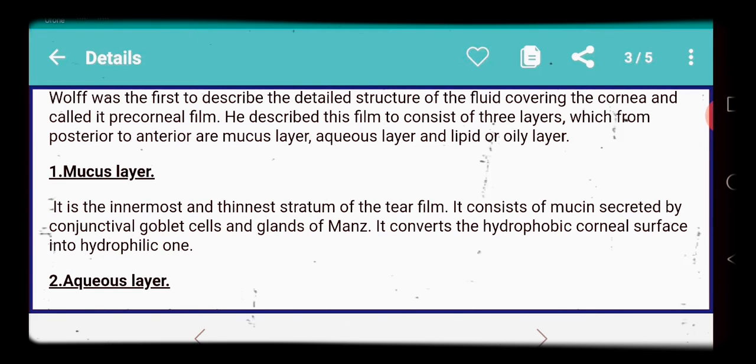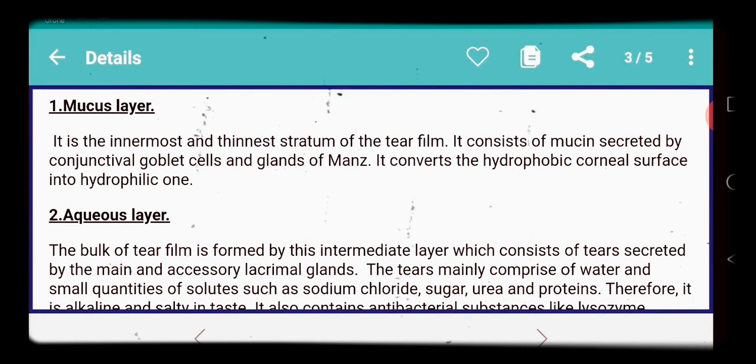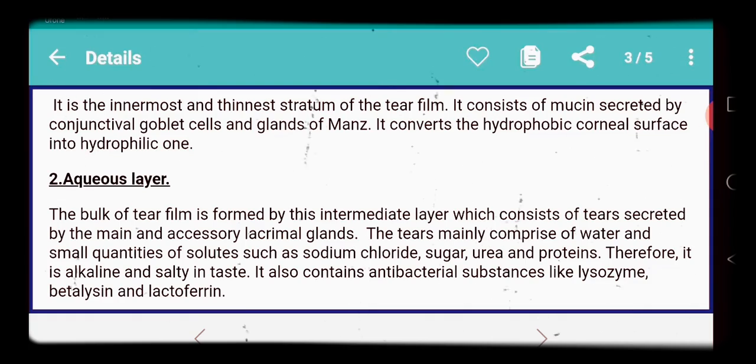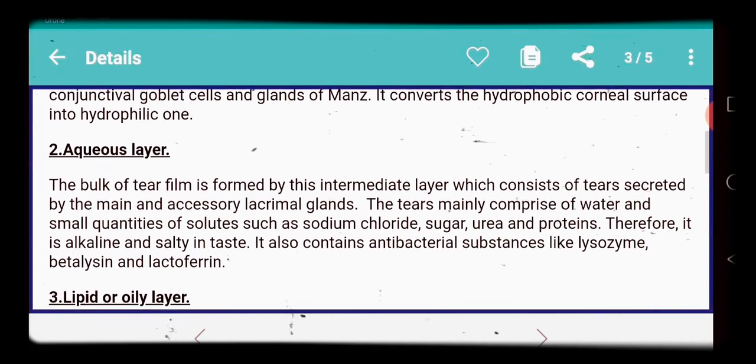1. Mucus layer. It is the innermost and thinnest stratum of the tear film. It consists of mucin secreted by conjunctival goblet cells and glands of Manz. It converts the hydrophobic corneal surface into a hydrophilic one.